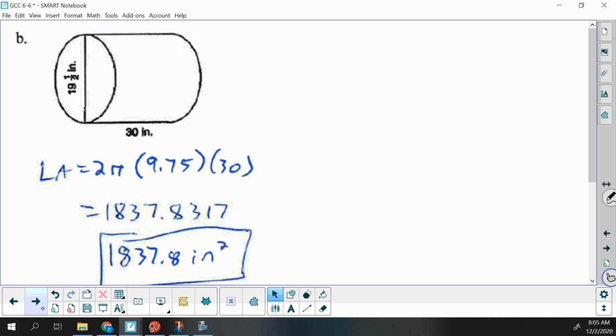Lateral area of a cylinder is 2 pi times the radius times the height. So you got to take the 19.5 and divide by 2 to get your radius of 9.75. And again, we're doing to the nearest tenth, so we can actually put the pi in the calculator. So we get the 1,837.8 inches squared.